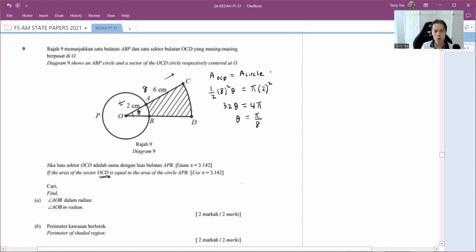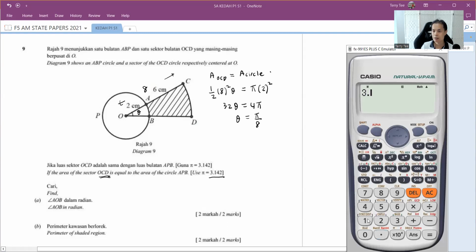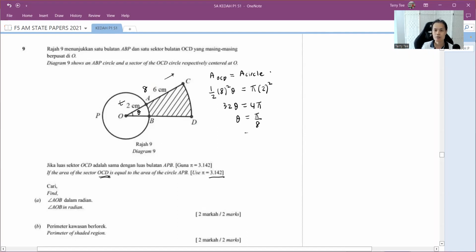Now, well, the question says use 3.142. Remember, be careful. Don't use a calculator pi. Use 3.142 because sometimes the answer is different when you use a calculator pi versus 3.142. So I got 0.3928. I think 0.3928 is good enough for significant figures. 0.3928. Okay, in radian.